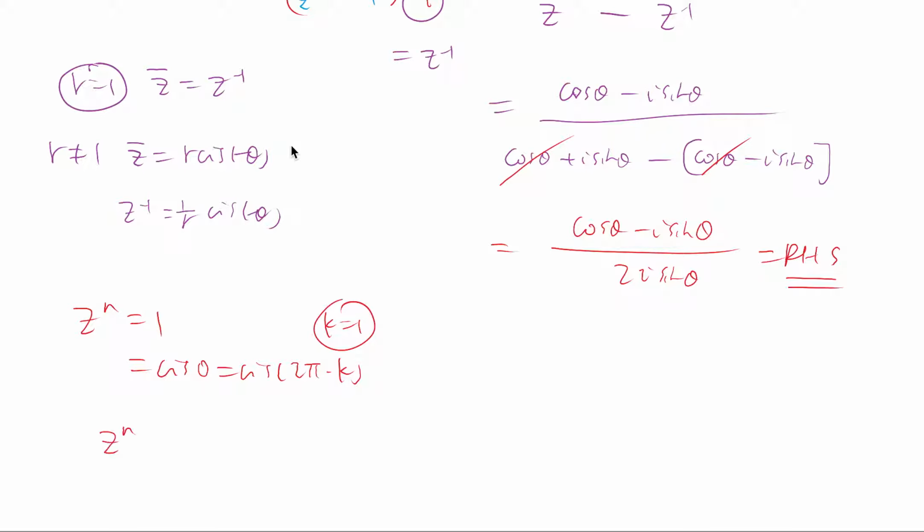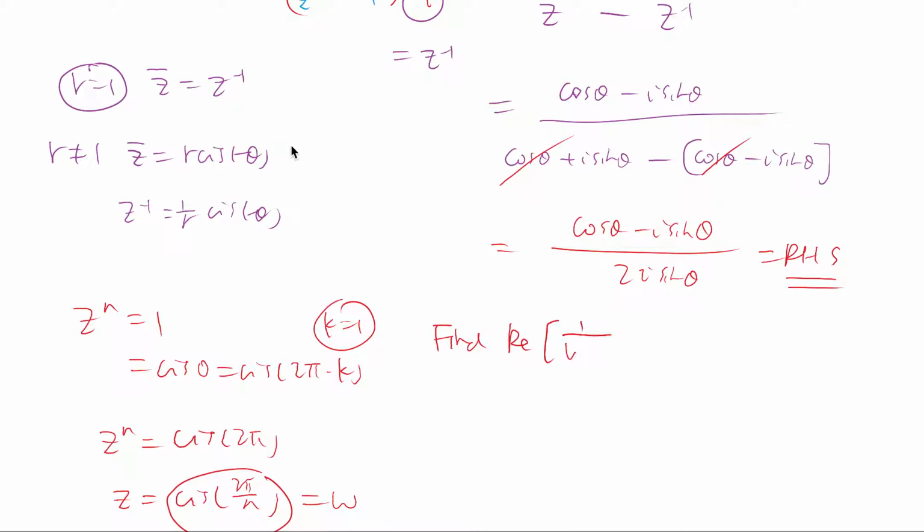So z to the power of n equals cis 2 pi. Therefore, z equals cis 2 pi divided by n. This is just your w, right? The first non-zero argument, the nth root of unity. So w equals cis 2 pi over n, and then they ask you to find the real part of 1 over w minus 1.